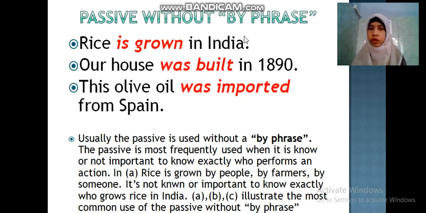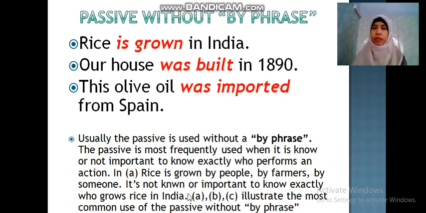For example, rice is grown in India. This is actually rice is grown by people, or farmers, or someone, and it's not important to know exactly who grows rice in India. So the point is only that the rice is grown. When you find the agent is such as someone, people, or farmers, you can just throw it away. You don't need to write the by agent, such as by people, farmers, or someone, because this is not important and you don't need to know.